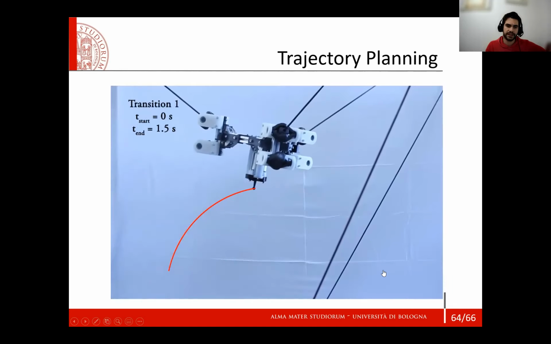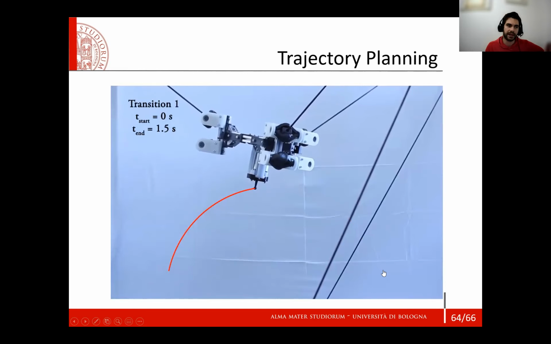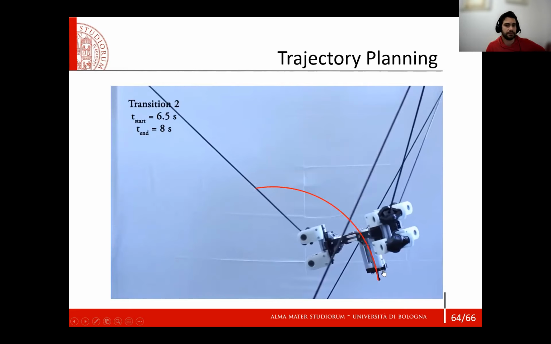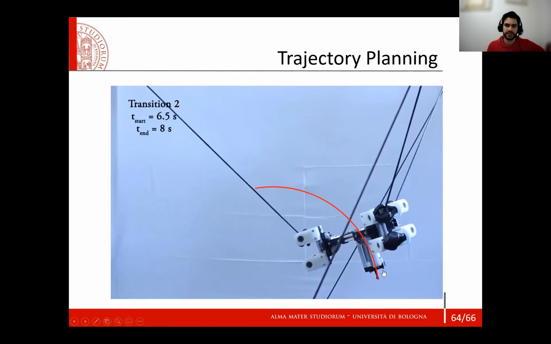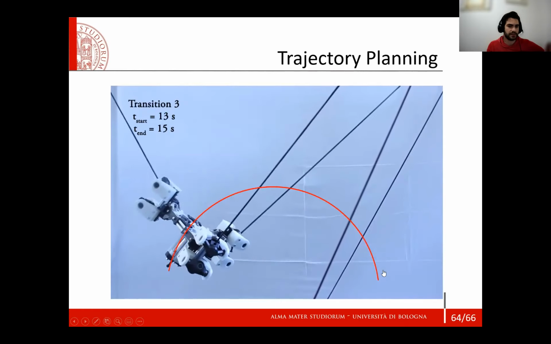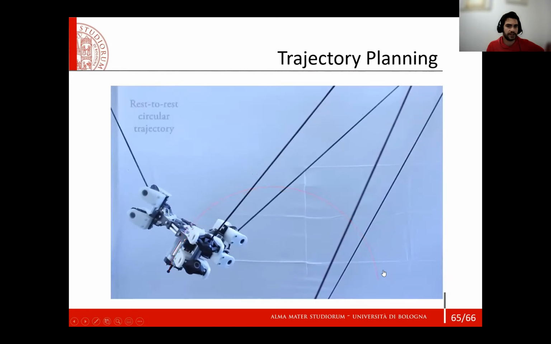Basically, this trajectory is one in which kappa was equal to 0, so it was not planned according to the rest trajectory planning method. And you can see that just the inertial action on the platform excites the oscillation we were talking about at the beginning of our talk.